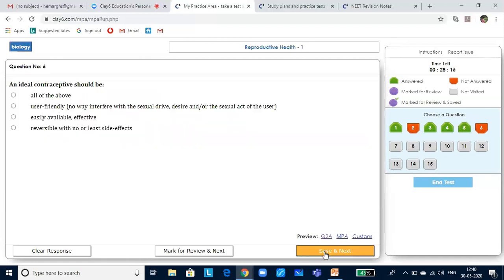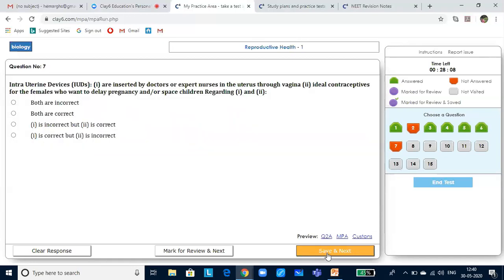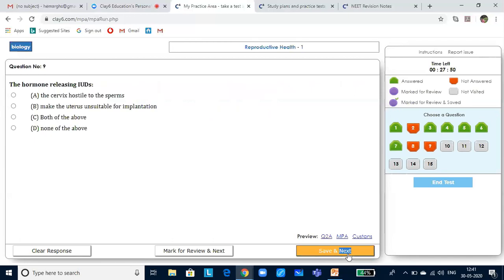An ideal contraceptive should be all of the above. Intrauterine devices are inserted by doctors or nurses in the uterus through the vagina. They are ideal contraceptives for females who want to delay pregnancy or space children. So if you look at it, both are correct. Choose the odd one out: Multiload, CuT, Lippes loop, and Cu7. That is, Lippes loop is the odd one out.